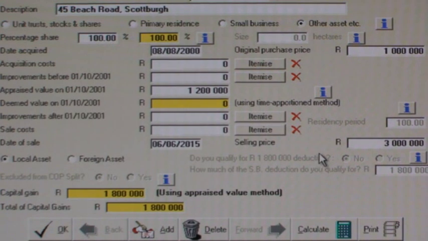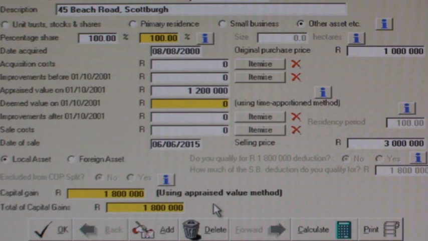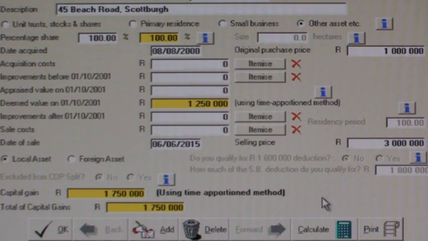So the selling price less the base cost gives us our gain of 1.8 million. Now what if we never had this valued on the valuation date of the 1st of October 2001? So let's delete the appraised value. The calculator has worked out a deemed value on 1st of October 2001. How did it do that? Well, it's a bit simpler than it may seem.